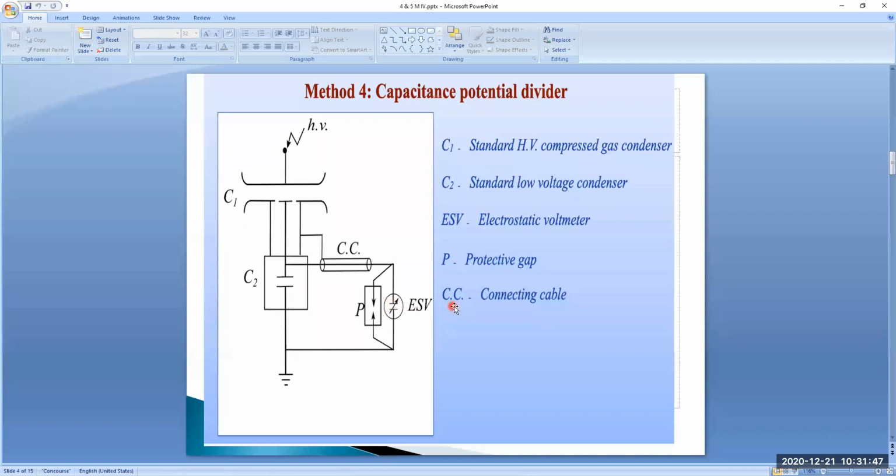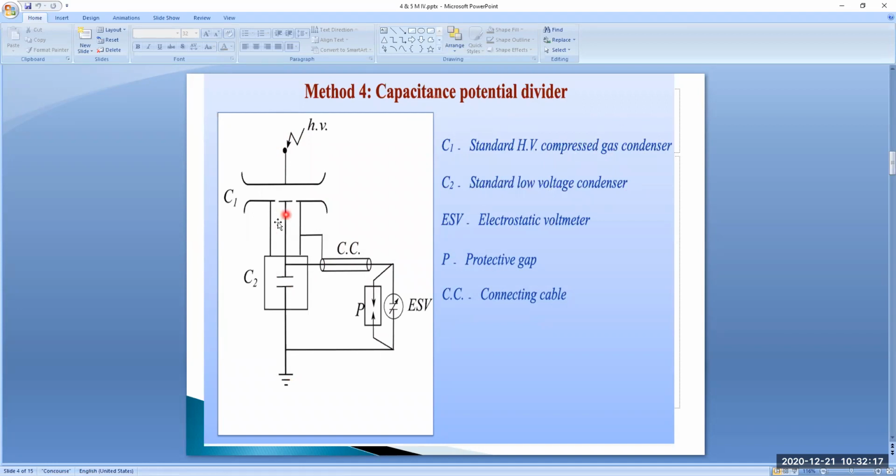It's clear. And this is called the connecting cable. The connecting cable is used to avoid stray capacitance and external magnetic fields. So this is the circuit of the capacitance potential divider. It's a simple concept: one side is connected to the high voltage terminal and the other side is ground. C1 is called the standard high voltage compressed condenser, and C2 is called the standard low voltage condenser.